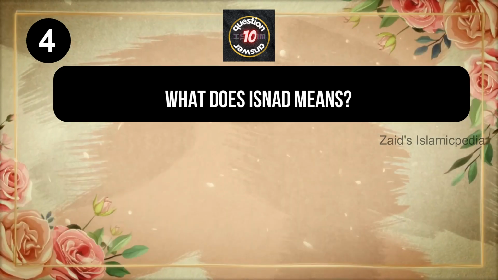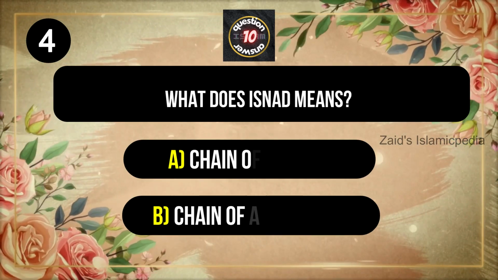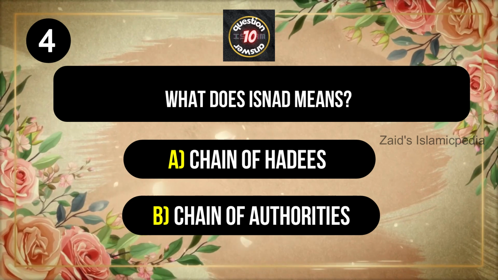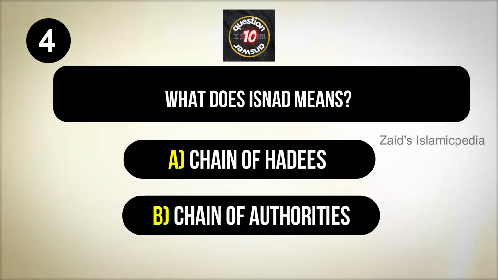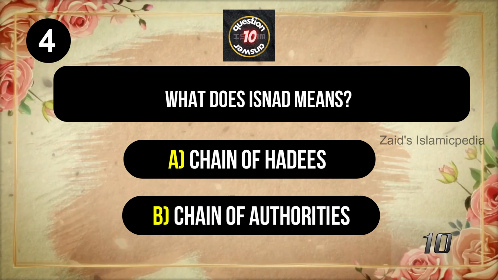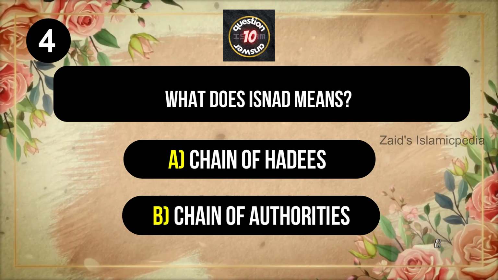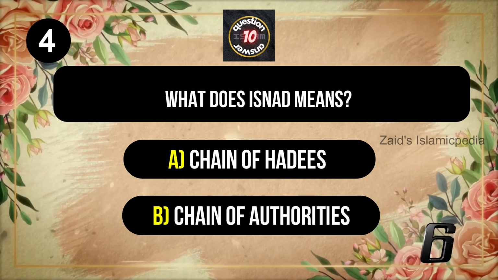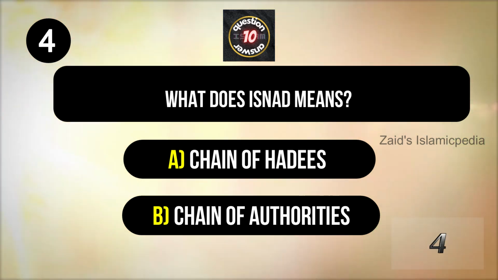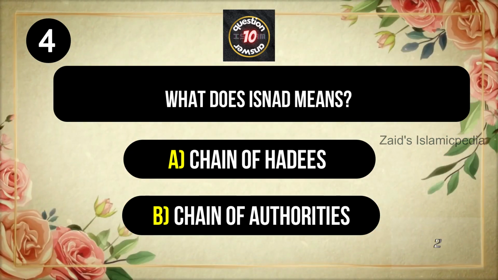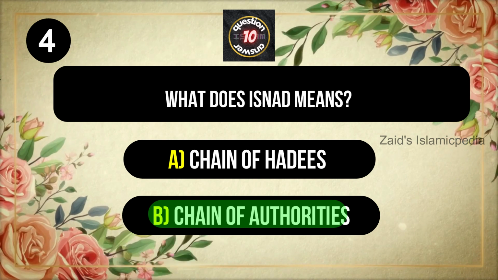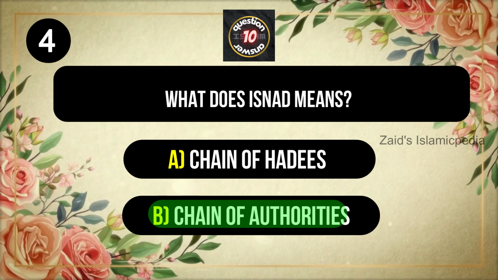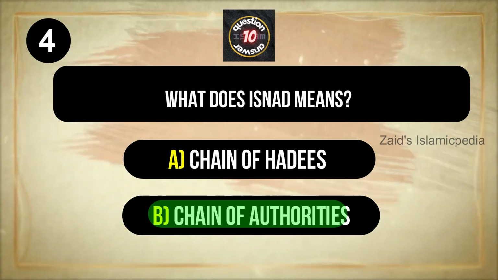What does isnad mean? Your options are option A, chain of hadith, or option B, chain of authorities. The right answer is option B, chain of authorities.